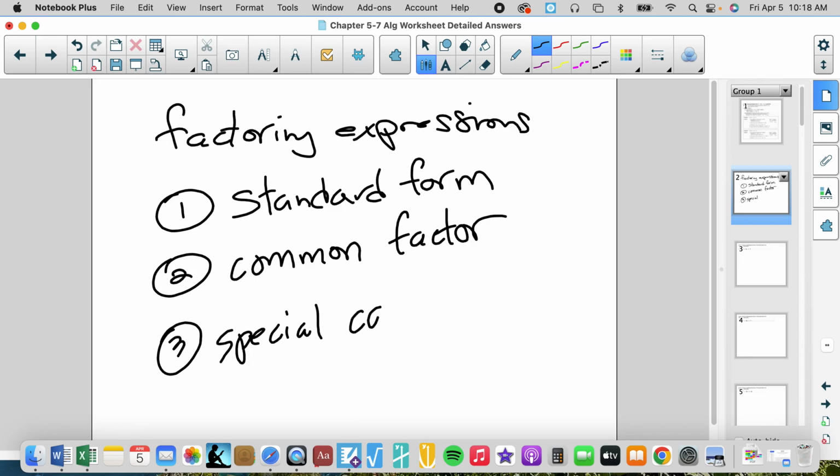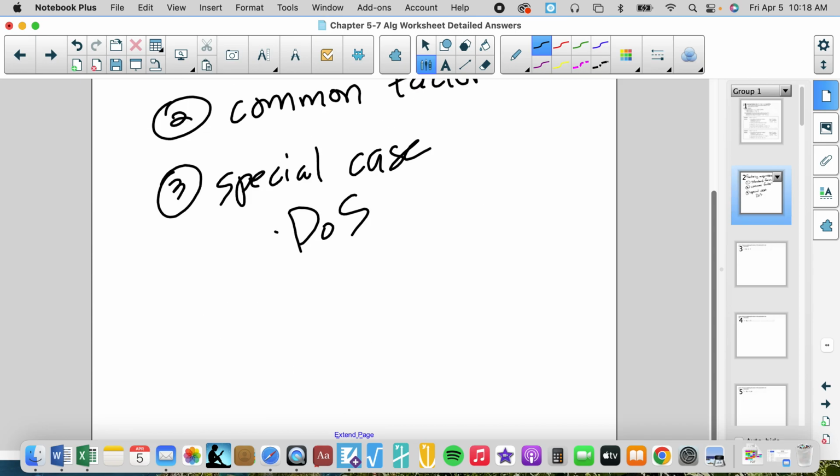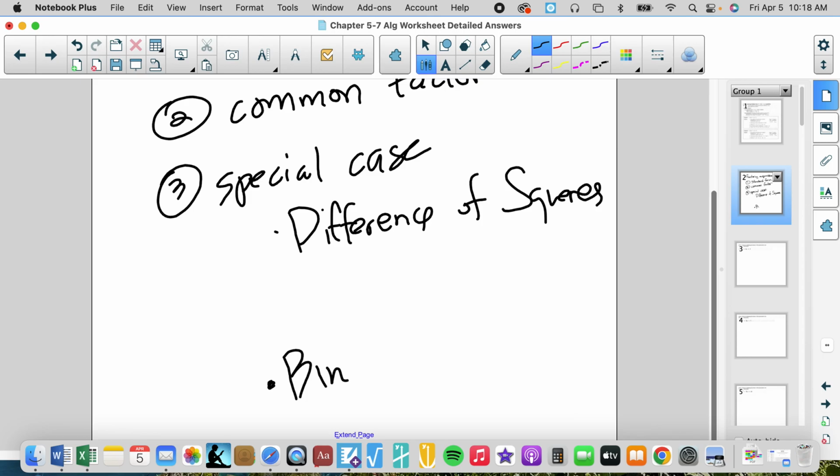That's not how you spell case. A special case. And in 5.5 and 5.6, we went over those 2 special cases. Difference of squares. I should just write that out, sorry. Difference of squares and binomial squares. Those were the 2 special cases.